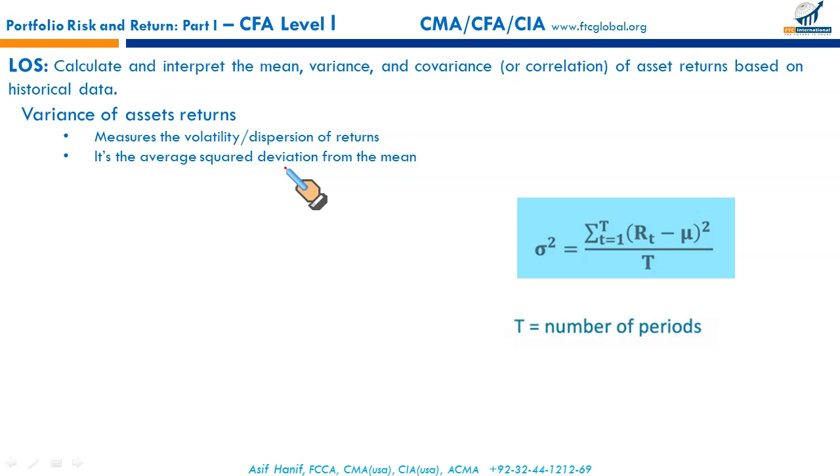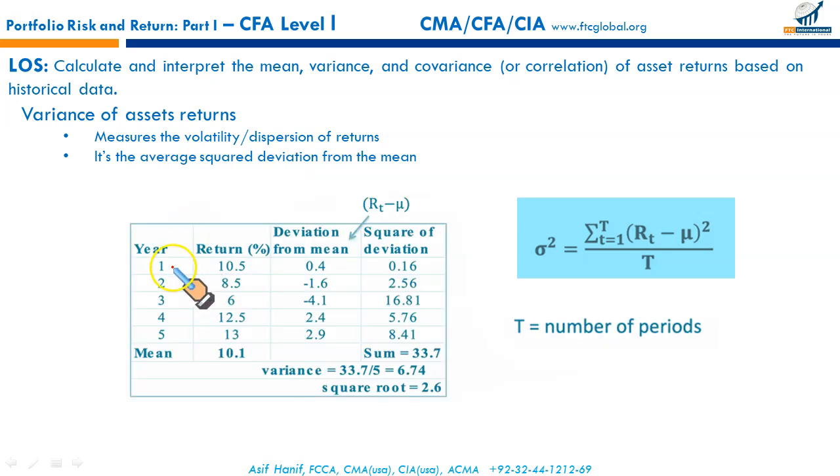Let's take an example here. Let's say we have these 5 years of returns: 10.5, 8, 6, 12, and 13. First, we'll take the mean. How do we take the mean? You add all these up and divide by 5. That'll give you 10.1. Then you take the deviations from the mean. This is the mean. So you're going to take 10.5 minus 10.1, 8 minus 10.1, 6 minus 10.1, 12 minus 10.1, and 13 minus 10.1.